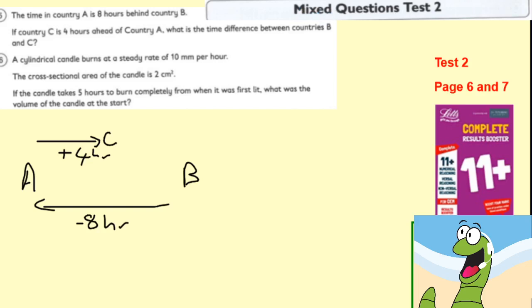What is the time difference between B and C? Well, if the difference between A and B is 8, and A to C is 4, then obviously the time difference between these two countries will have to be 4 hours. So the time difference will be 4 hours.